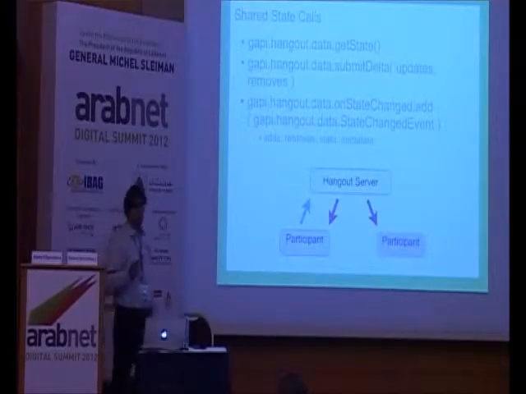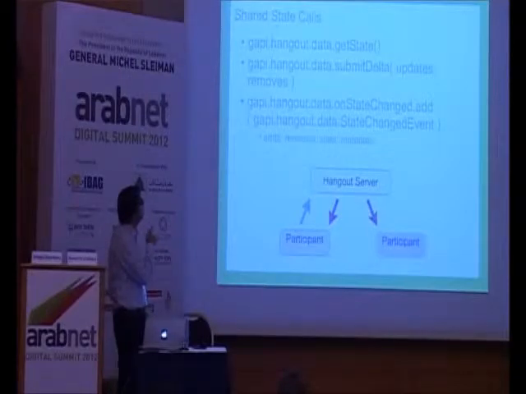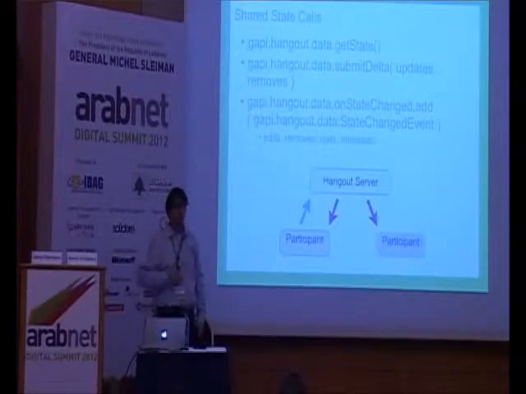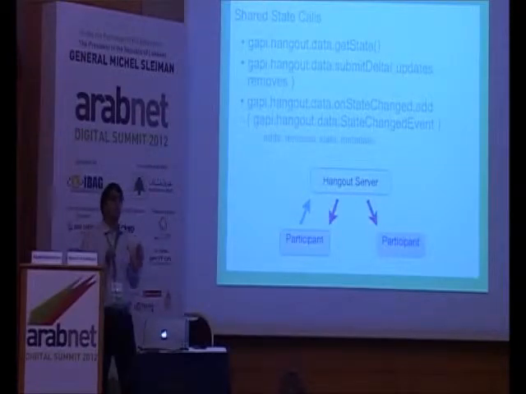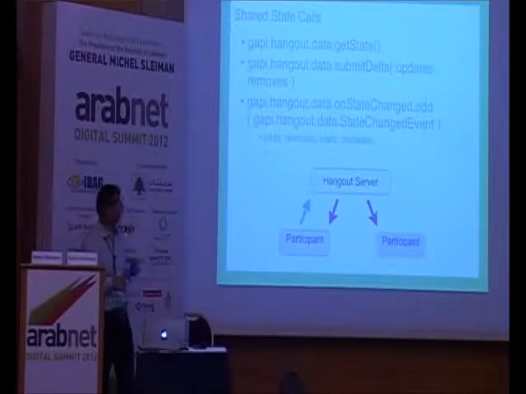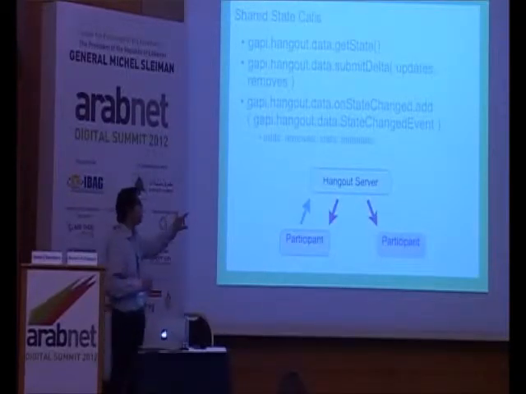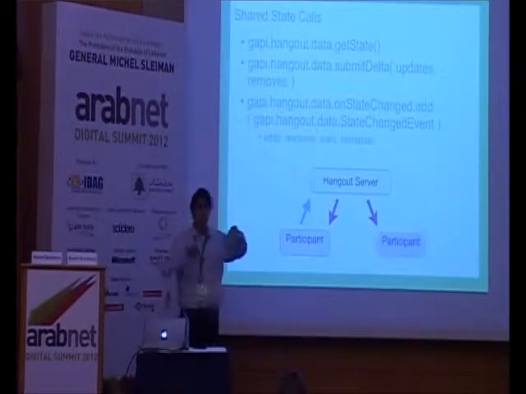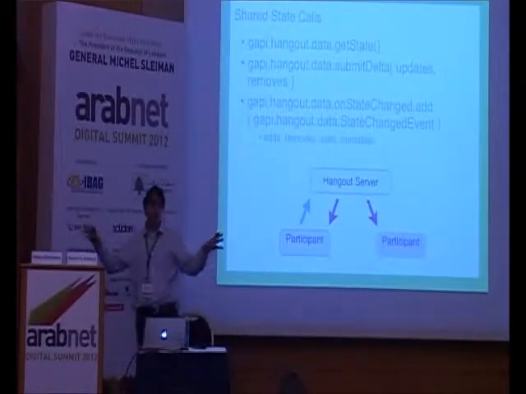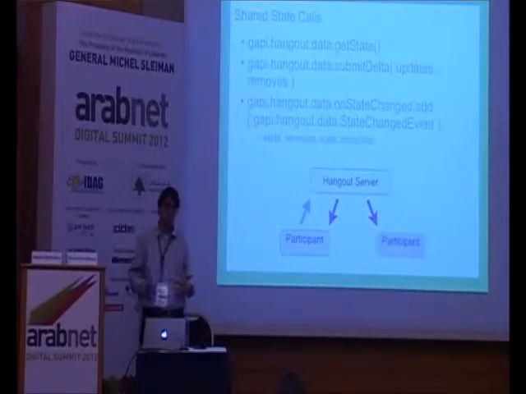This is how you get the state: by calling the API Hangout Data Get State. You can also submit deltas, which are the updates that you have and the removes that you have within that. The state is a key value map pair that you specify, and the server keeps it on track for you. And you can add a callback that will be called whenever the state changes. The participants on the other Hangouts can update their own internal states.